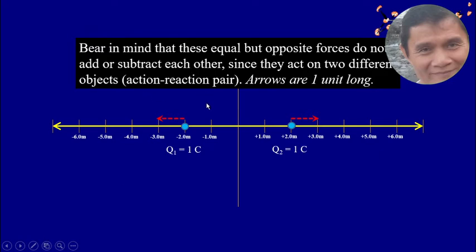Bear in mind that these equal but opposite forces do not add nor subtract each other since they act on two different objects. Okay? The arrows, we just assign that as 1 unit long. Now, if you ask, why sir, can't they subtract? It's because they're acting on two different objects. The net force usually acts on one object. So, several forces acting on one object will tend to cancel out each other's effect. Although the forces are still there, they're just canceling each other's effect. Okay?